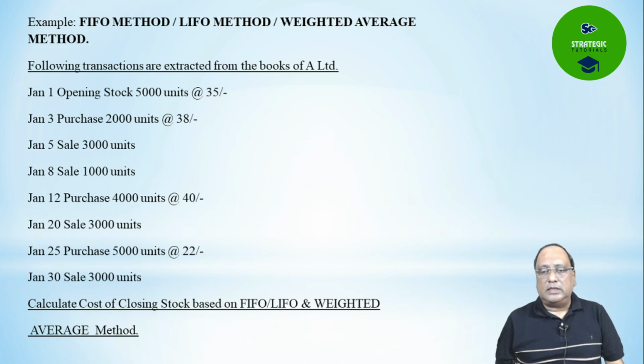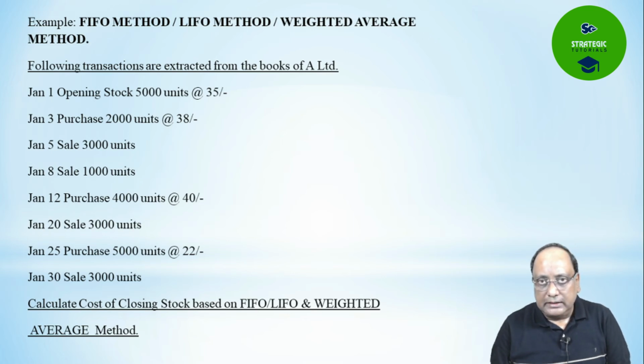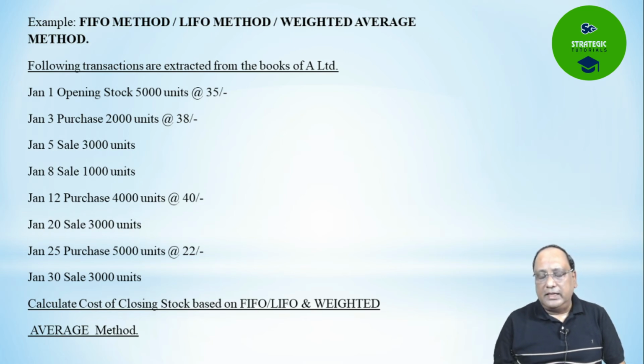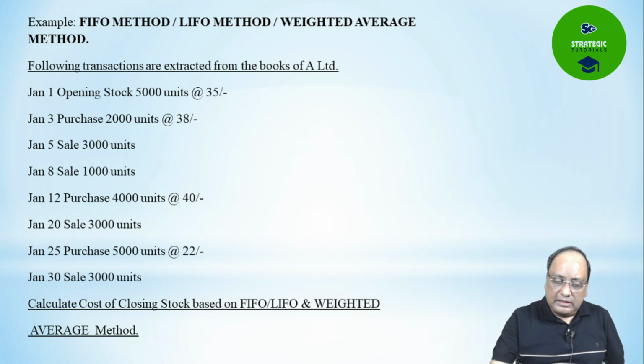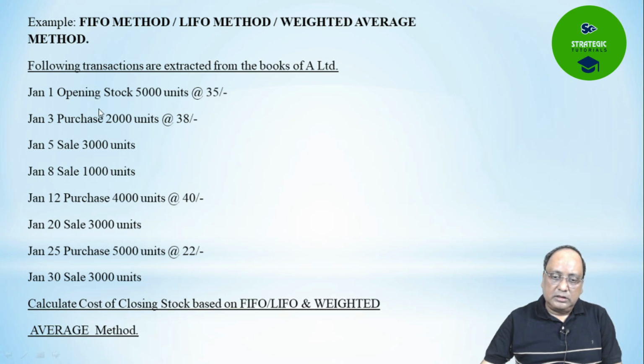Now I am coming to store accounting. I have already explained it. So today we will discuss FIFO, LIFO and weighted average. So these are the problems. The opening stock is 5,000 units, rate is 35. On January 3, purchase 2,000 units, rate is 38.